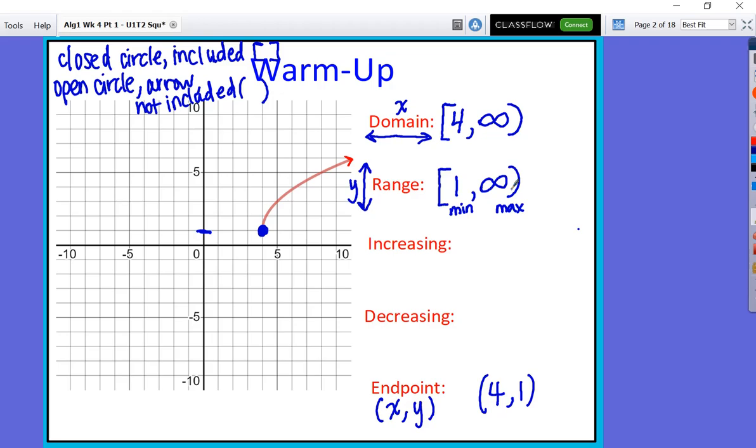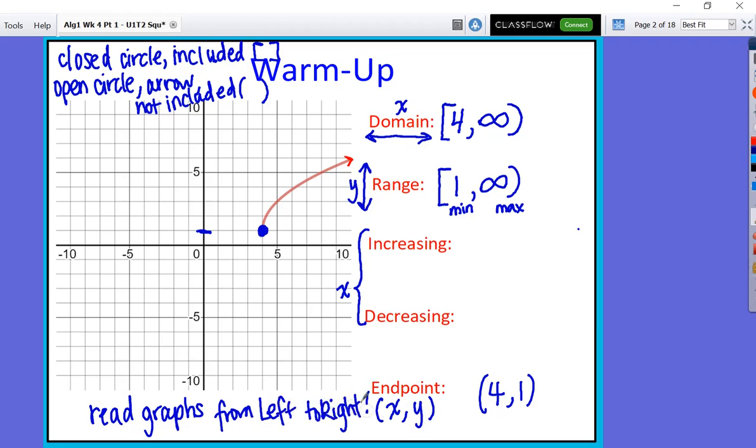Now, increasing and decreasing: remember, these two you talk about with the x values. You want to remember that we're always reading graphs from left to right. The order does matter. So here, start all the way on the left and look: is this function increasing, going up? Or is it decreasing, going down?